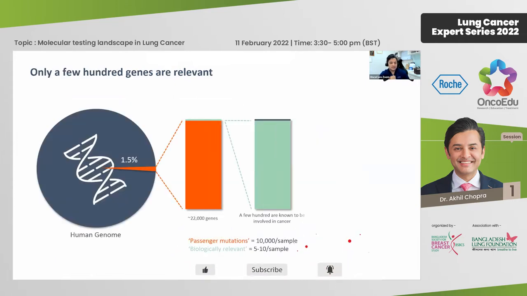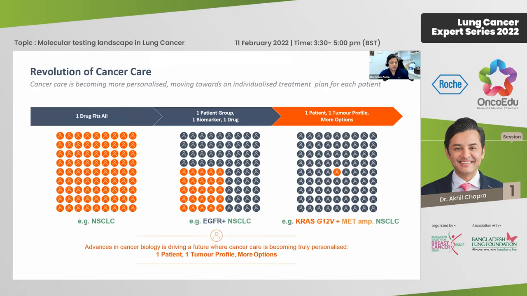Now, what is fascinating is that even though we have a lot of genetic material, we know of only about 22,000 genes responsible for life as we know it. Amongst these 22,000 genes, only a few hundred are so far known to be involved in carcinogenesis. And amongst these few hundred cancer genes, there are only a few that have actionable mutations. We are hoping, of course, with ongoing research, that we will find more actionable mutations in genes involved in cancer formation. So I would label this as the revolution of cancer care.